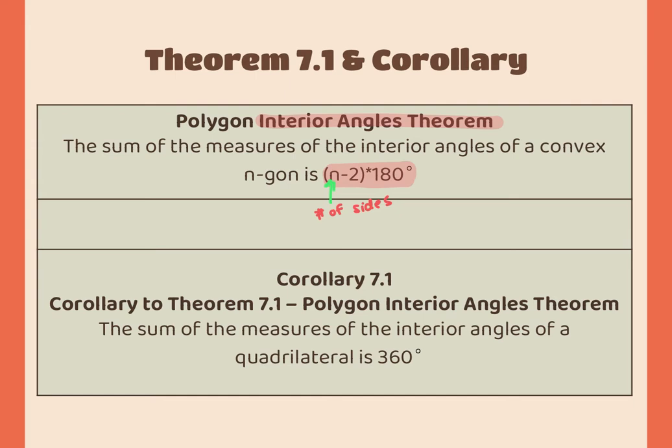The corollary, so remember a corollary is something easily determined from that. The corollary to Theorem 7.1, which is the Polygon Interior Angles Theorem, says the sum of the measures of the interior angles of a specific polygon, which is the quadrilateral, is 360. So 4 sides, interior angles, 360.